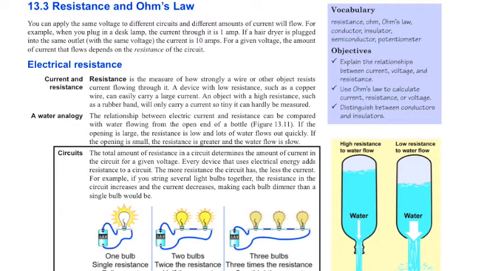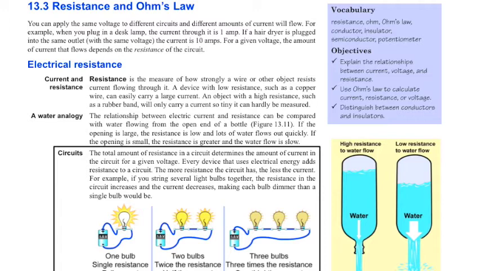Circuits. The total amount of resistance in a circuit determines the amount of current in the circuit for a given voltage. Every device that uses electrical energy adds resistance to a circuit. This is not true. It depends on how it is added to the circuit. It is a case where the structure of a circuit is what determines its behavior. The more resistance a circuit has, the less the current.